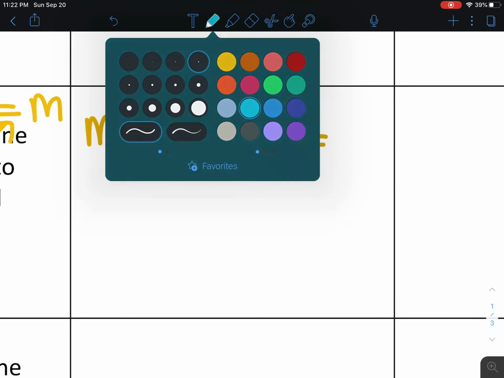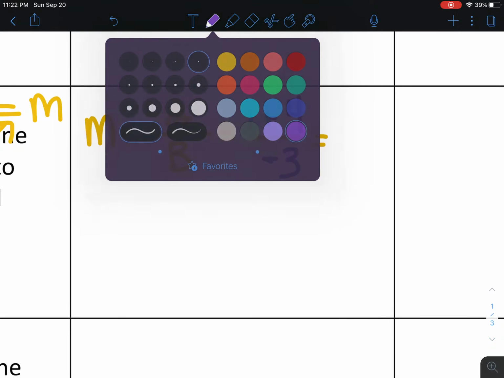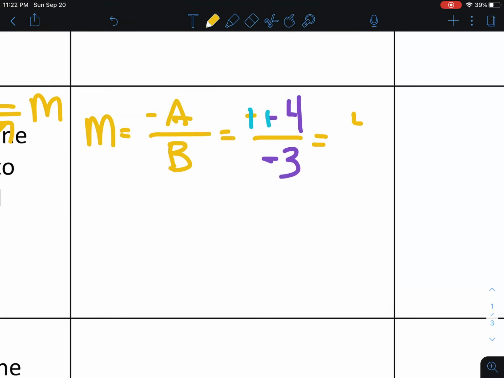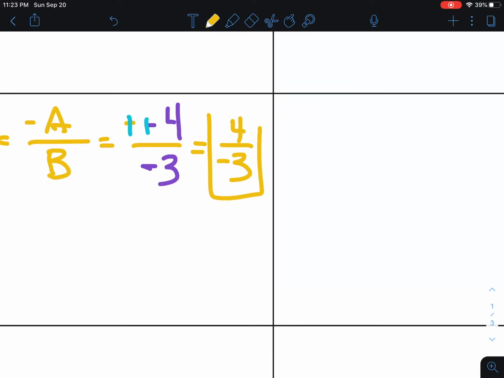So I notice right away that there's a double negative. So that's going to be 4 over negative 3. And here's the thing. You could put 4 over 3 with a negative on top. You could put the negative out front. Or you could put the negative next to the 3. They all mean the same thing. Relax. All right, so there is our slope.